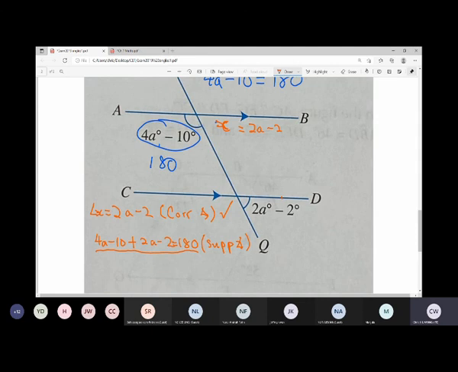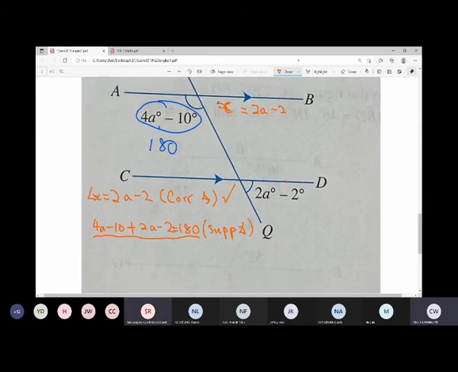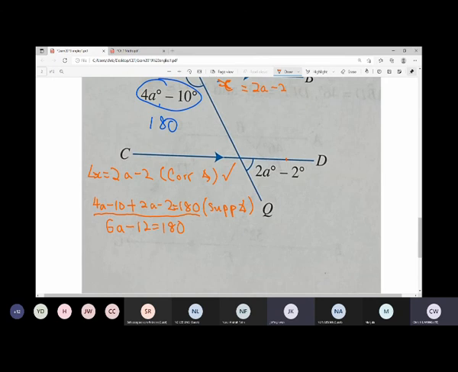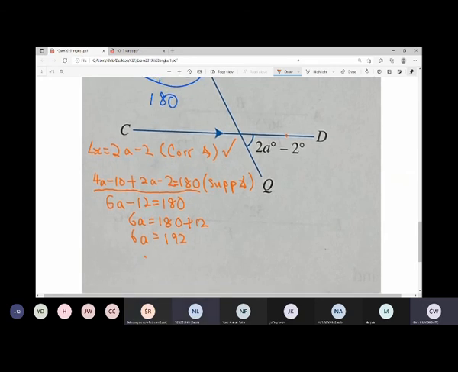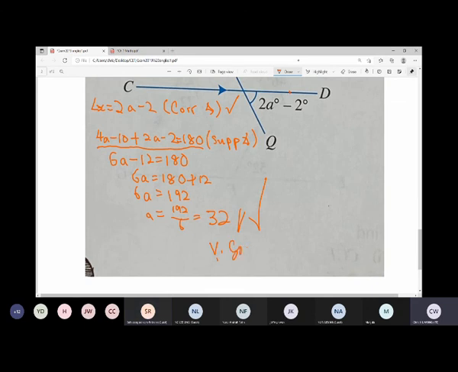Can. Okay, solve A for me. Continue, please. 4A plus 2A gives you what? 6A. Minus 10, minus 2 gives you? Minus 12, right? Equals 180, isn't it? What do you do next? Tell me. 6A equals 180 plus 12. Very good. What's the answer first? 6A equals 192, right? What is A? So divide by 6, 192 divided by 6. 32. Very good.